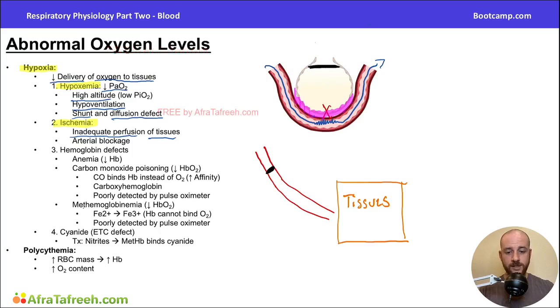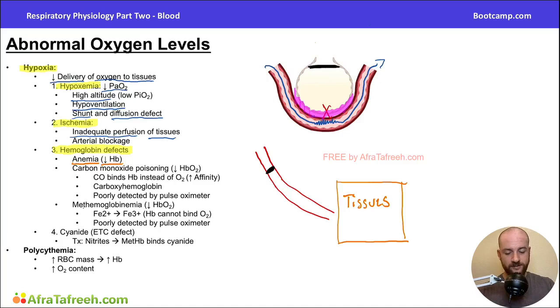Okay, so the next cause of hypoxia are going to be different hemoglobin defects. So the first condition that we're going to talk about here is anemia, which is characterized by decreased amounts of red blood cells. And if we have fewer red blood cells, that means we're going to have decreased amounts of hemoglobin. And if we have less hemoglobin, that means the oxygen content of the blood is going to be decreased, and so we're not going to be able to deliver as much oxygen to the tissues.